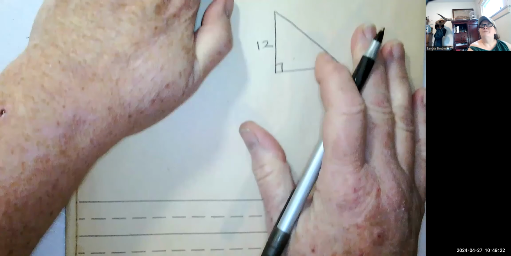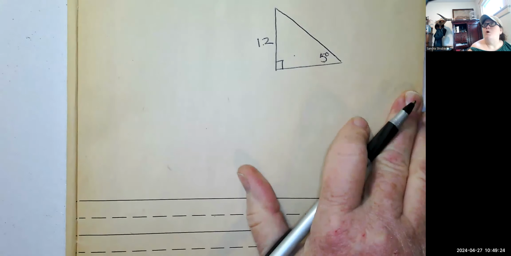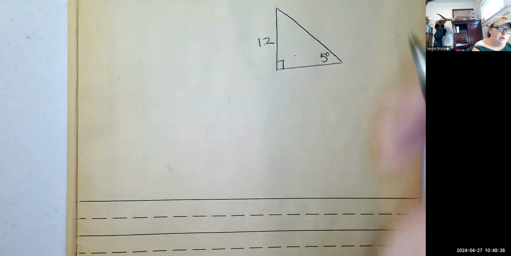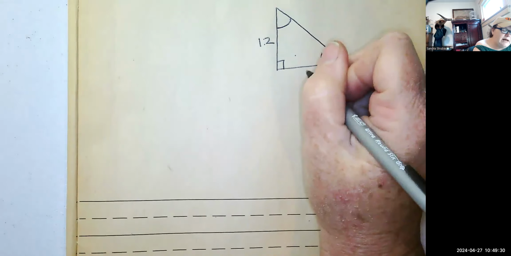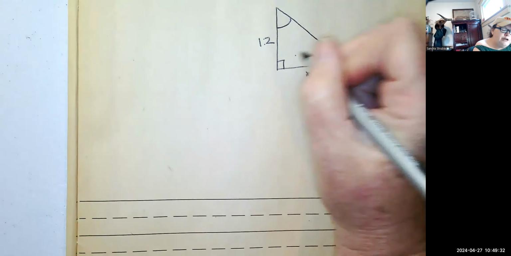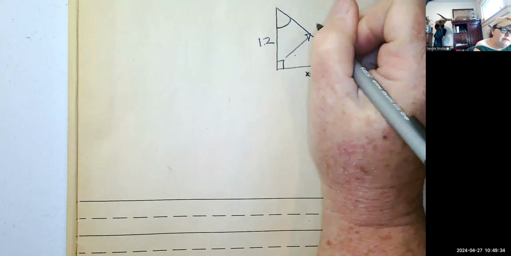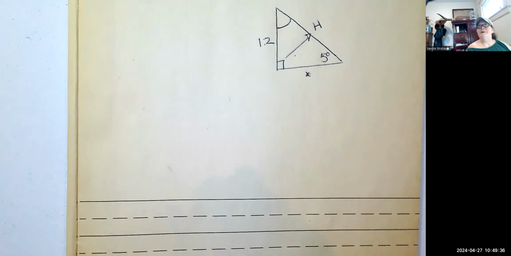Now I'm going to ignore my triangle and look and see what I'm dealing with here. I want to know what this angle is. I want to know what this side is here. And we already know that the name of this side is the hypotenuse. So I'm going to label that as my H. We're going to have to find that as well.